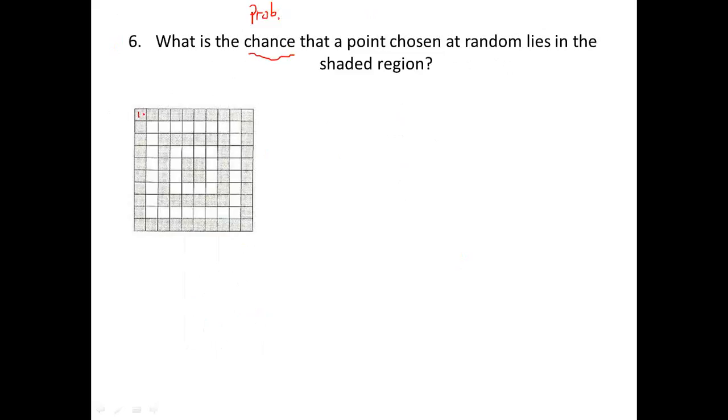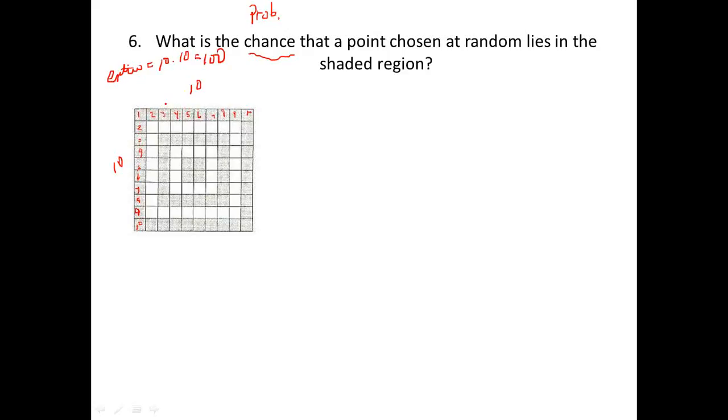So if I count across this way, I got 1, 2, 3, 4, 5, 6, 7, 8, 9, 10. So I know this is 10 squares this way. And counting down, 3, 4, 5, 6, 7, 8, 9, 10 this way. So I know that's 10 units by 10 units. So the entire shape is going to be 10 times 10, which is 100.